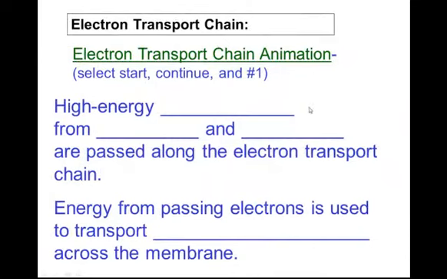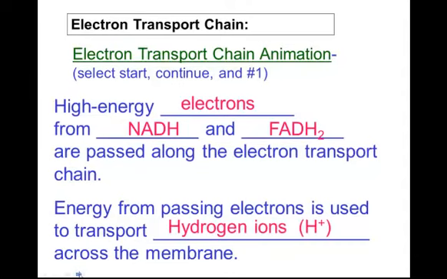So electron transport. What do we need to remember about this? High energy electrons are going to be coming from our electron carriers, our NADH and our FADH2. They're going to be passed along the electron transport chain from one to the next, and the energy from moving those electrons is going to be used to pump hydrogen ions across the membrane into our intermembrane space.